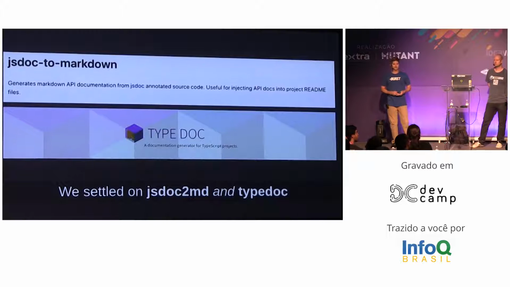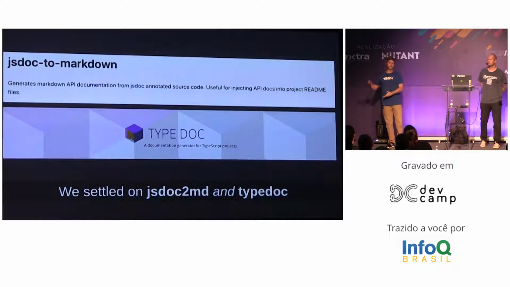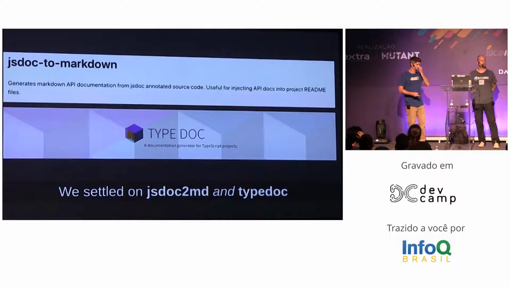In our case, we tried a lot of different things. We finally settled on JSDoc to Markdown, as well as TypeDoc. The reason for this is our README files, our readme.md files, contain very up-to-date documentation at all times, which is dynamically generated. We also maintain an online repo with our documentation, which is also always up to date, thanks to these two repos.